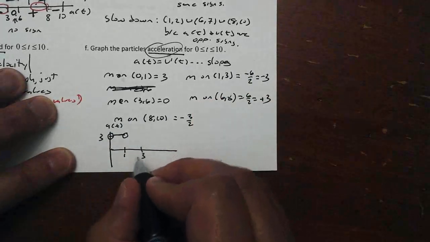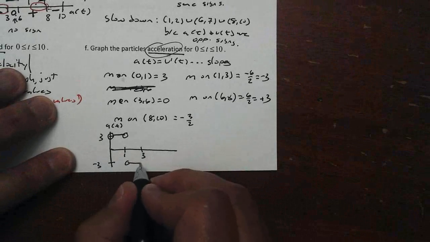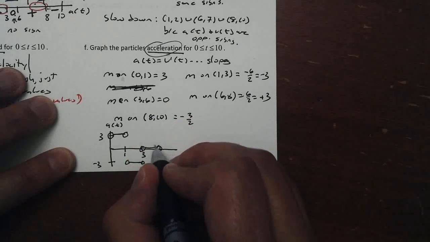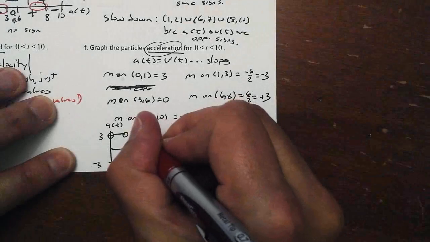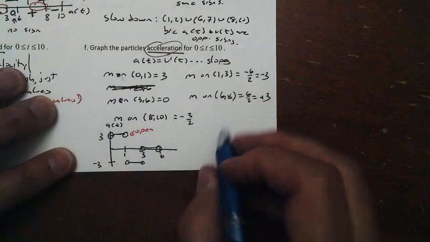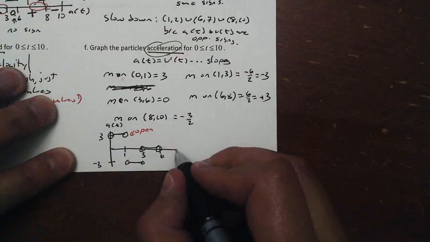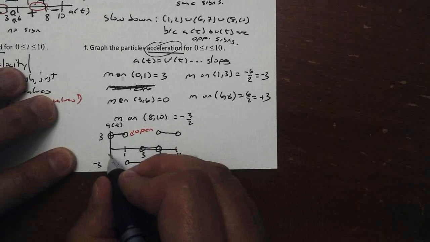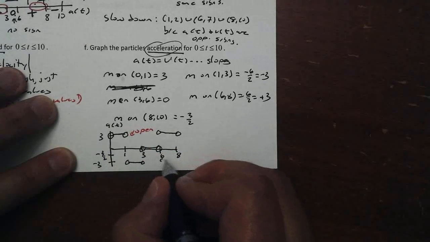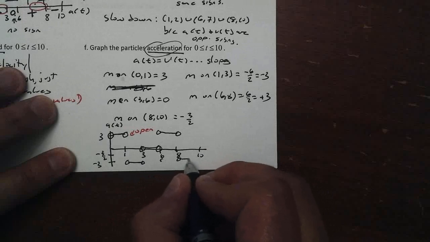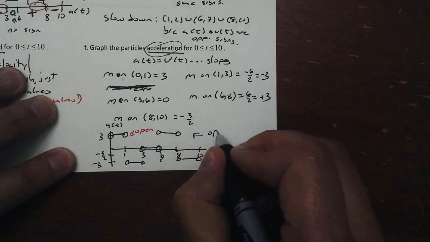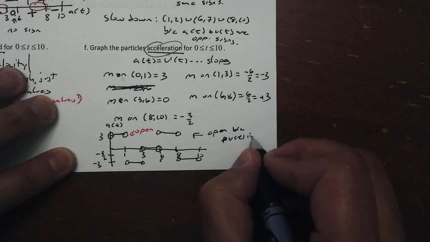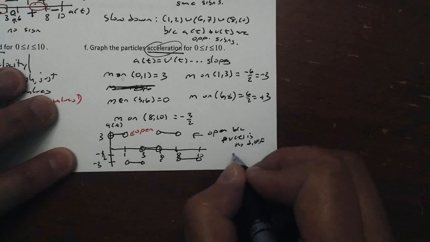From 1 to 3, we said the slope was negative 3. Between 3 and 6, the slope was 0. Again, they're always going to be open. Okay? They're all going to be open. Okay? And that deals with differentiability. Then from 6 to 8, the slope was 3 again. And then from 8 to 10, it's negative 3 halves. Whoops. 8 to 10. There we go. And again, they're all going to be open because the velocity is not differentiable at those points.